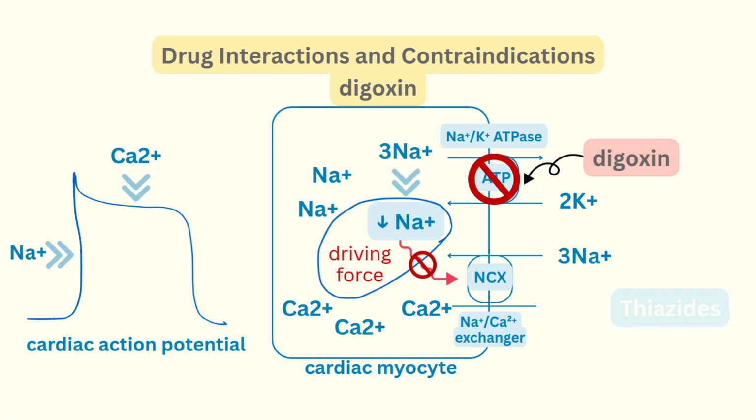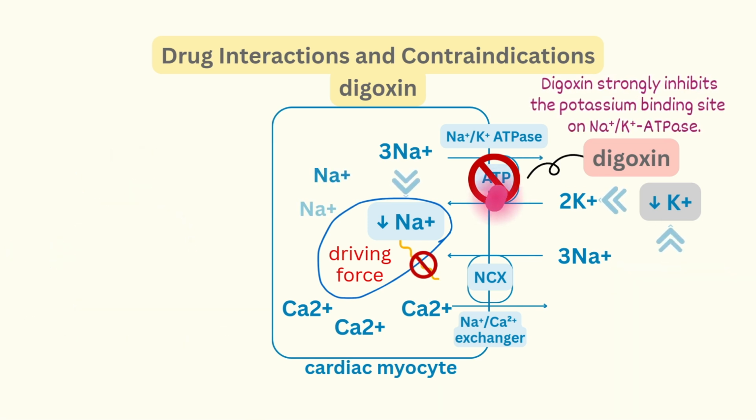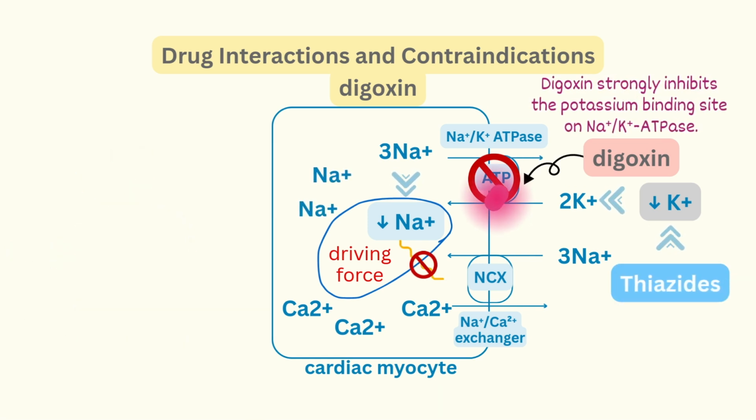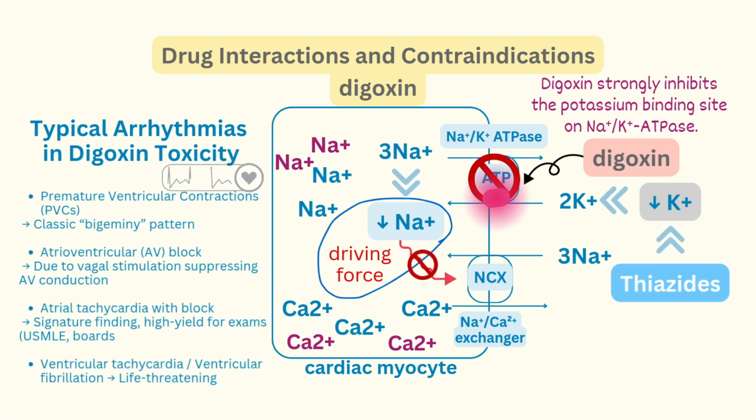With thiazide-induced hypokalemia, digoxin blocks the sodium-potassium ATPase even more strongly. Sodium rises inside the cell, the sodium-calcium exchanger slows down, and calcium overloads the cell. Contractility increases, but the price is a dangerous risk of fatal arrhythmias.